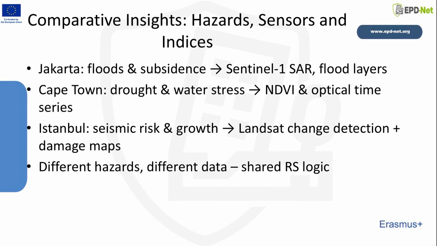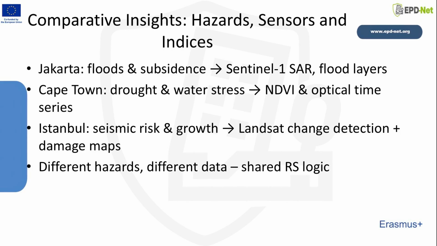Jakarta's risk profile, dominated by floods and land subsidence, leads to a strong reliance on Sentinel-1 SAR interferometry for vertical ground motion monitoring and on multi-temporal SAR or optical imagery for mapping recurrent inundation. Cape Town's challenge of drought and water stress is addressed mainly through optical time series imagery and NDVI-based vegetation analysis, which track changes in green cover, irrigation and ecological stress across the urban landscape. Istanbul's combination of long-term seismic risk and rapid urbanization is studied using Landsat-based urban growth mapping and, after events, high-resolution optical and SAR data for earthquake damage assessment.